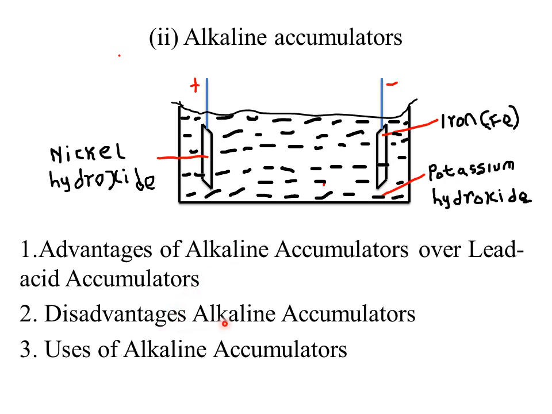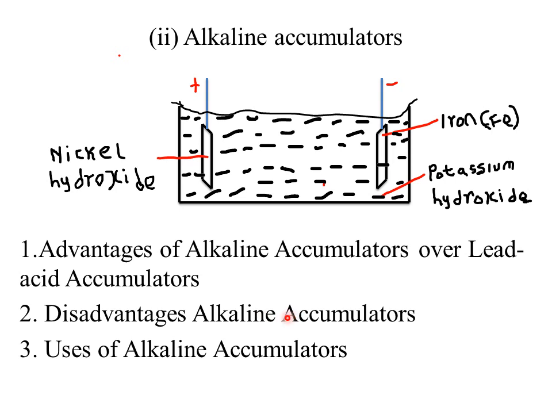Now, what are the disadvantages of alkaline accumulators? What are the demerits, or the disadvantages of alkaline accumulators? So we have 2 disadvantages of alkaline accumulators. One is that they are very expensive. 2 is that they have a low EMF per cell. They have a low EMF per cell.